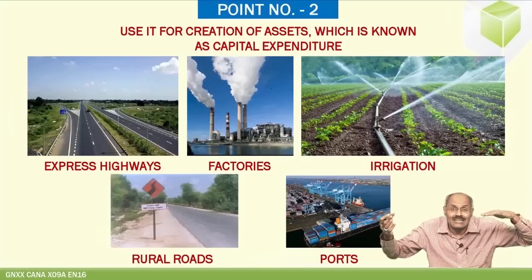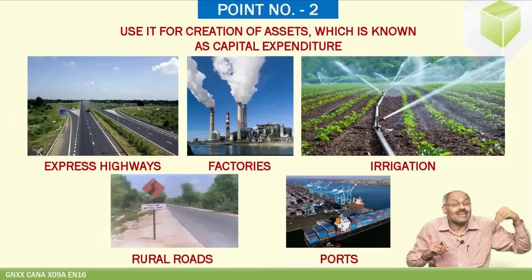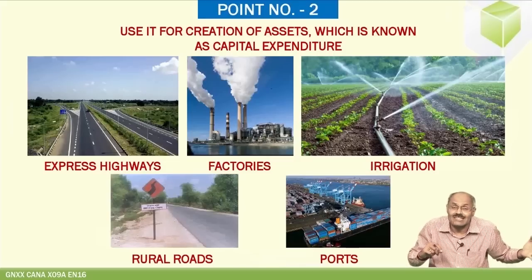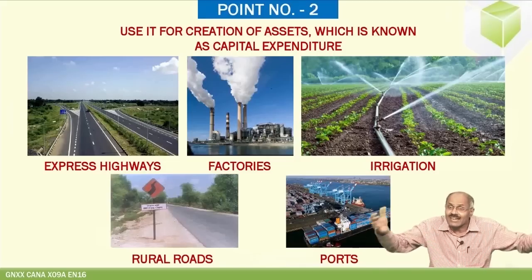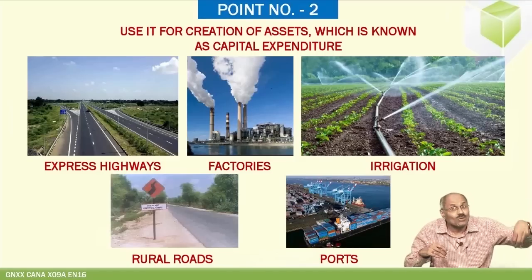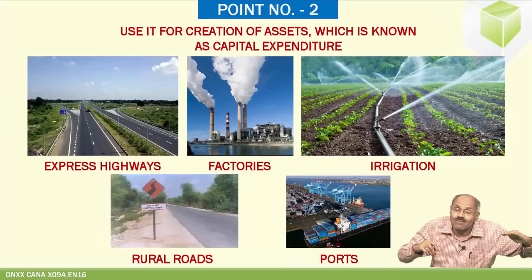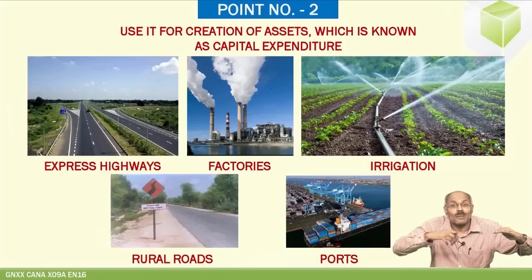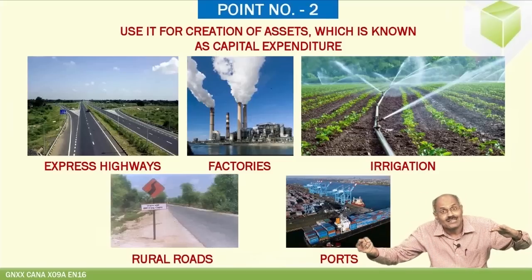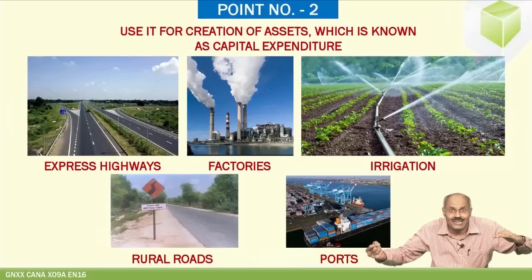The second important point is to use it for the creation of assets, which is known as capital expenditure. Construct expressways, construct factories, develop irrigation facilities, then develop ports and other infrastructure. Then what will happen? It will lead to creation of jobs, and GDP will grow. So borrowing money is one aspect and spending borrowed money is another aspect. The government has to spend more money on capital expenditure. That is very, very important.